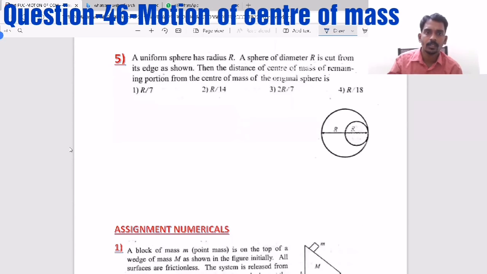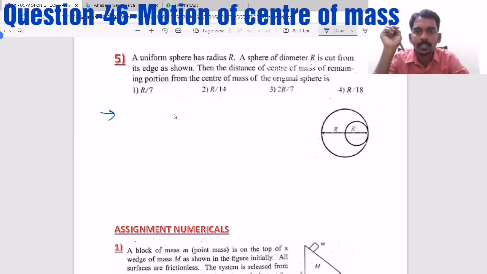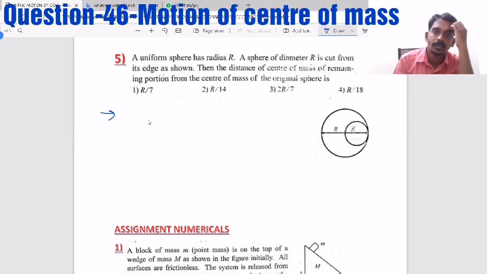Now, one last and final question. As I said, there is a question they can ask based on the shift in the position of the center of mass. A uniform sphere has radius r. A sphere of diameter r is cut from its edge as shown. Then the distance of the center of mass of the remaining portion from the center of mass of the original sphere is asked.